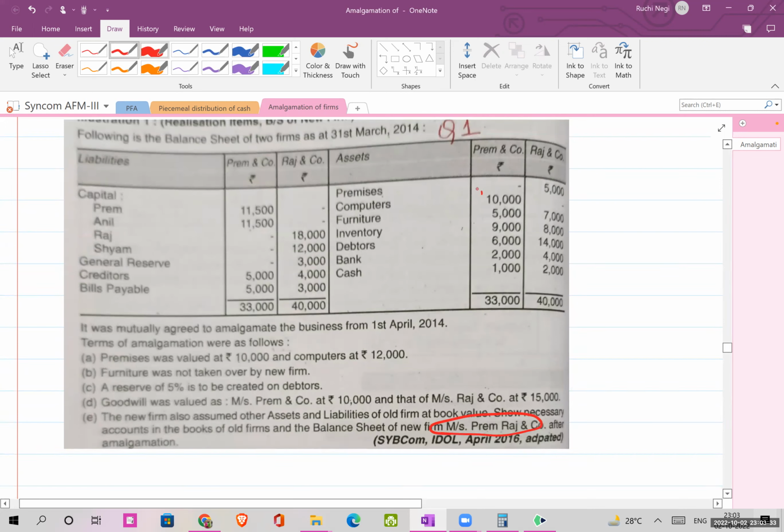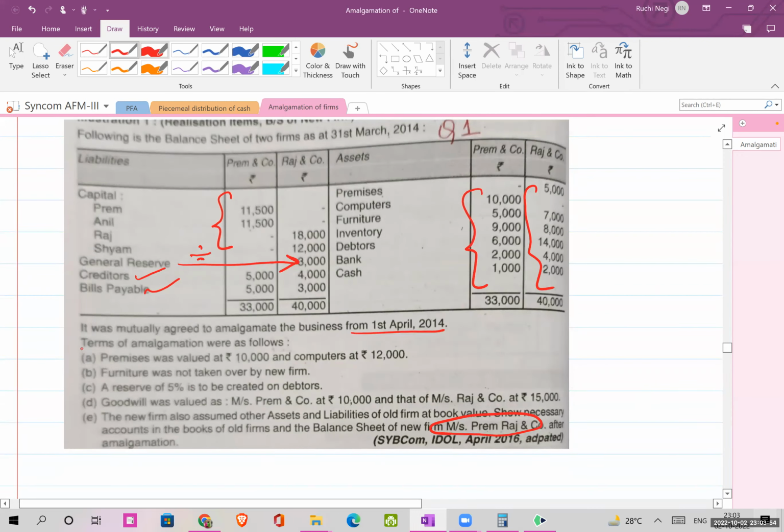Now, if you look into this, here are assets of both the companies. This is the capital account. This is the general reserve, which you will distribute between partners in their PSR. Then you have creditors and you have bills payable as well. Okay, they mutually agreed to amalgamate business from 1st April.